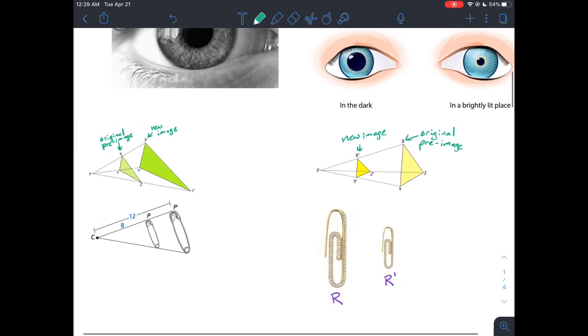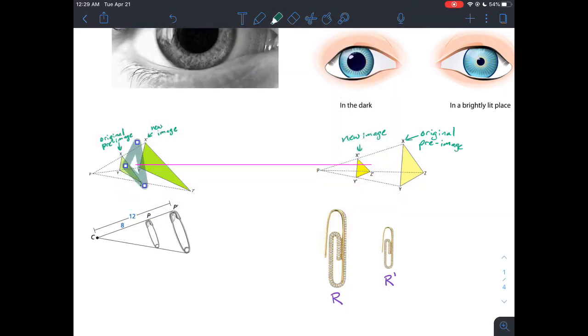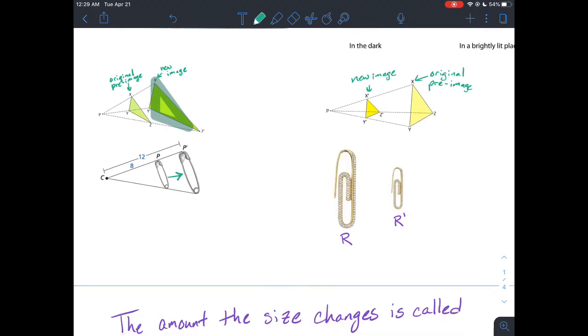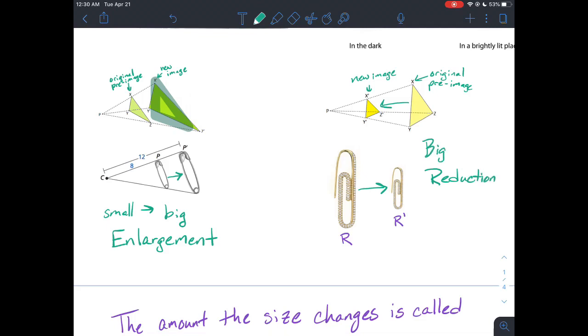Okay. So when something goes from small and gets bigger, that's called an enlargement. So small to bigger is called an enlargement. It gets larger, right? When you start big and get small, that's called a reduction. The size reduces. So big to small is called a reduction. Okay? When it gets larger, it's an enlargement. When the size reduces, it's a reduction. Okay?